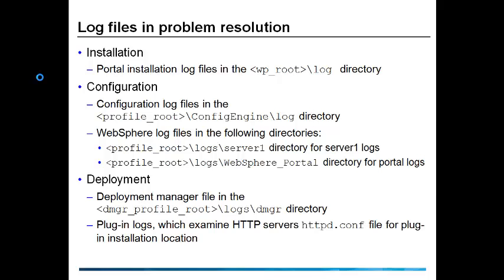There is another location, which is your profile root log server1 and profile root logs WebSphere Portal directory. Again, these are all portal logs. Your deployment manager logs are in the DMGR directory, and your deployment manager logs also include FFDC, first failure data capture. These are the most important log files that you should look at when something goes wrong in WebSphere Portal. You must look at all these files, and above all the most important is the plugin logs, which examine the http.conf file of the HTTP server for the plugin installation location. The plugin logs are located in your HTTP server.